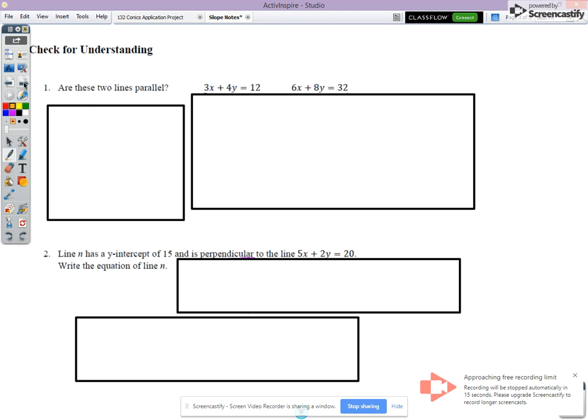And so your last task is to answer these 2 questions on the back. Now remember that to compare slopes, you need them to be in slope-intercept form, which is y equals mx plus b. And that's really my only hint. So answer 1 and 2, we will go over them in class tomorrow. Good luck.